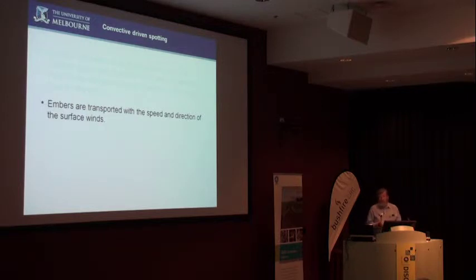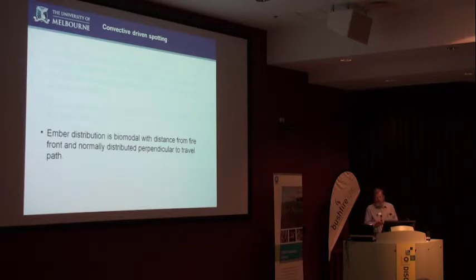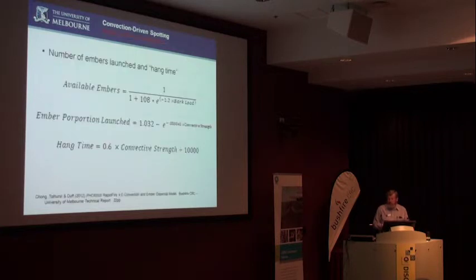We've had difficulty getting a good transport wind in any other way, but it's what we're using. And the ember distribution is determined both in the path that the embers are travelling away from the fire, as well as perpendicular to that path. So in the distance away from the front of the fire, we have a bimodal distribution with distance, and across the path we have a normally distributed ember distribution.